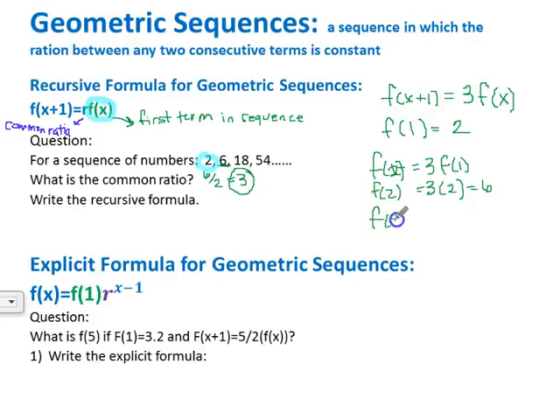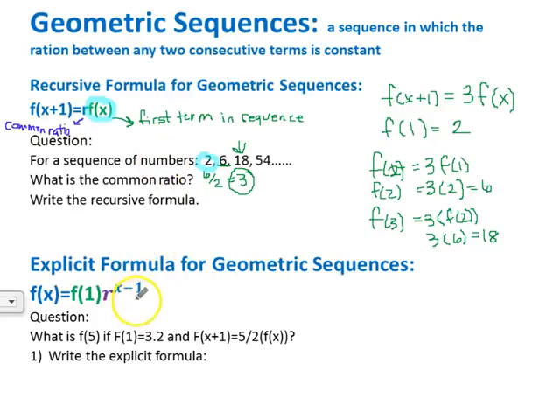If we want to find our third term, we would take 3 times our f of 2. And we know our f of 2 is 6, which would equal 18. Our third term is, in fact, 18. So that is how the recursive formula works.